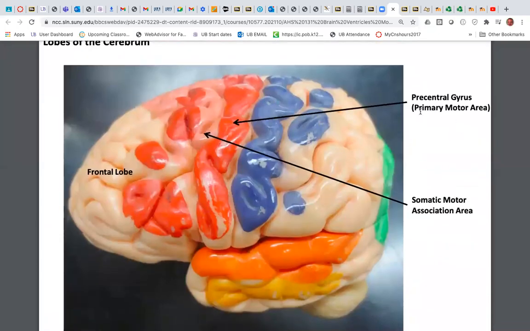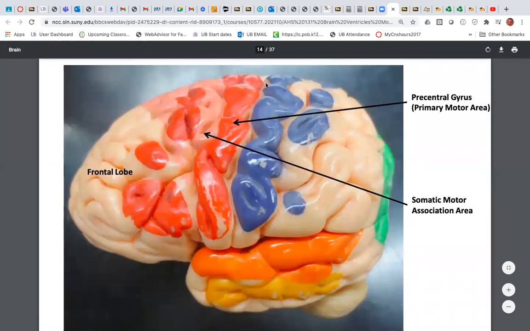All right, so here again, this is your central sulcus, and then there's your precentral gyrus. Back here in the blue is your postcentral gyrus. There's your frontal lobe.